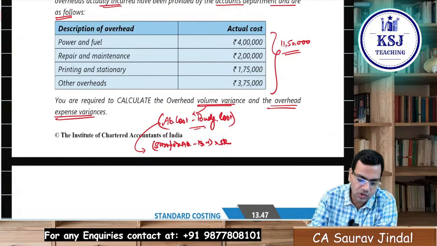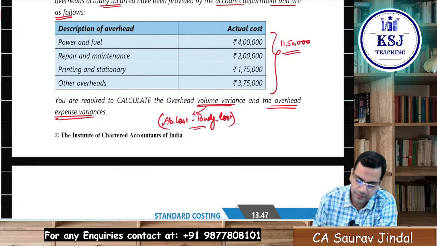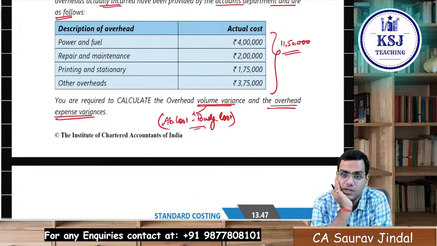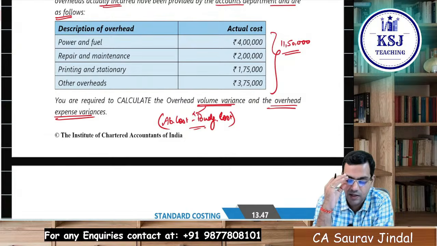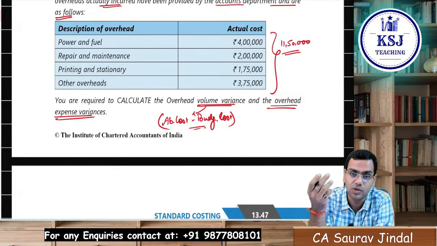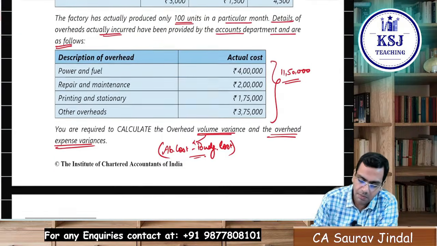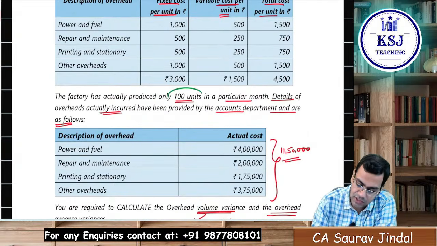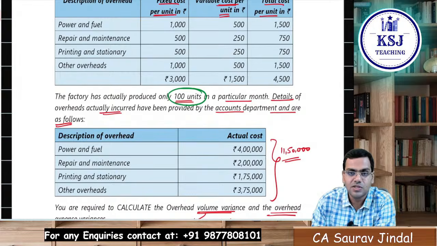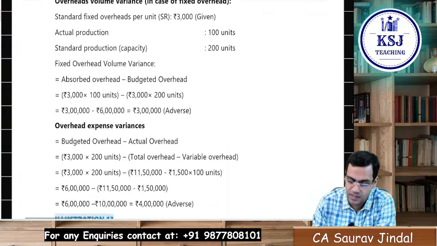What will be the absorbed cost in this case? For volume variance, what will be the absorption of the cost? Sir, the absorption we do on the basis of what? We are talking about the fixed overheads, right? Here when he is calculating the overhead volume, he is talking about only the fixed overheads, because in case of variable overheads, we do not have the volume variance. Now, what is going to be the absorbed cost? Absorbed cost is the actual number of units, that is 100 units, multiplied by the standard rate. Standard rate is 3000. Right, that will be the absorbed cost.